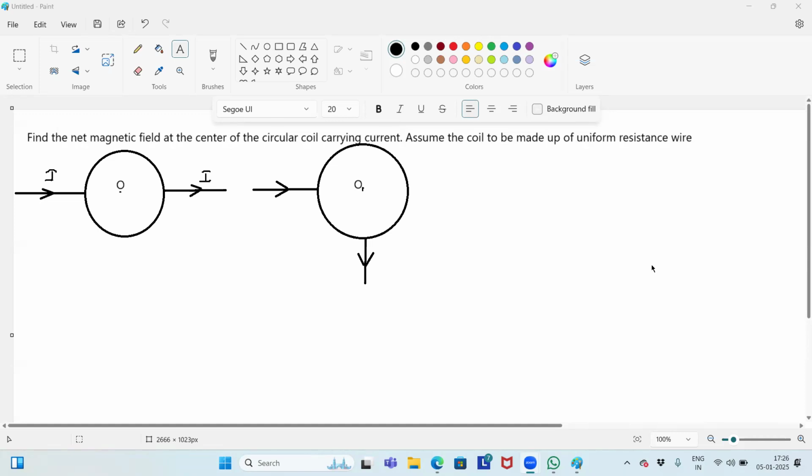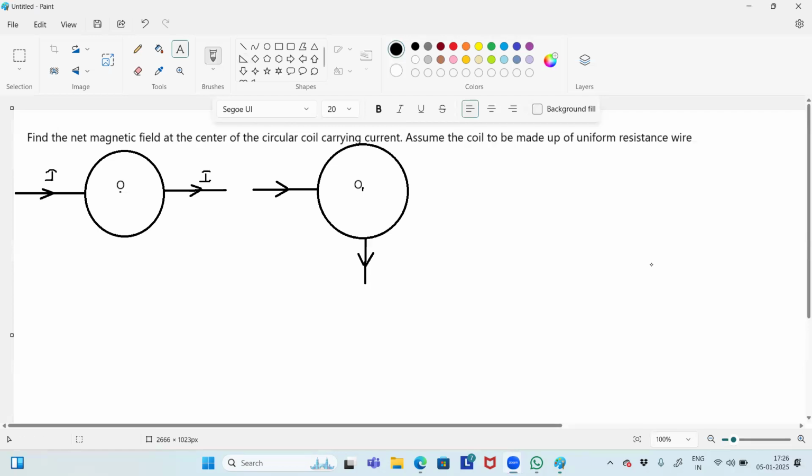Here there are two circular coils carrying current. It's asked to find the net magnetic field at the center of the circular coils. The coil is made up of uniform resistance wire, which means equal sections you cut out will have the same resistance. Half circle, whatever resistance, the next half circle also will have the same resistance.